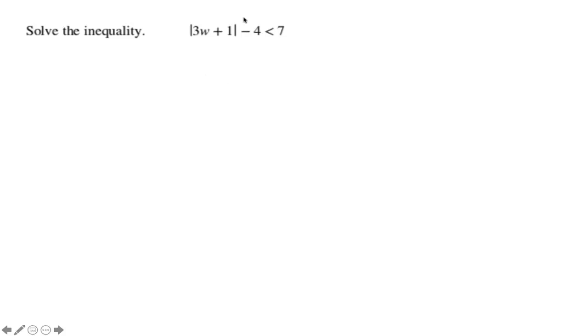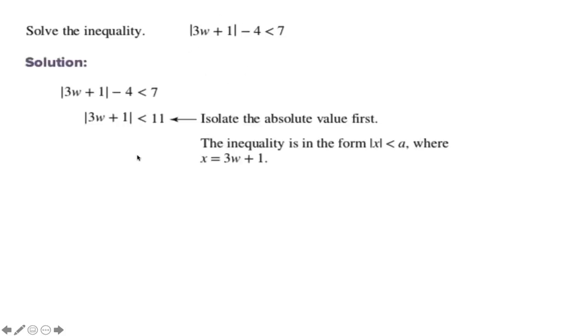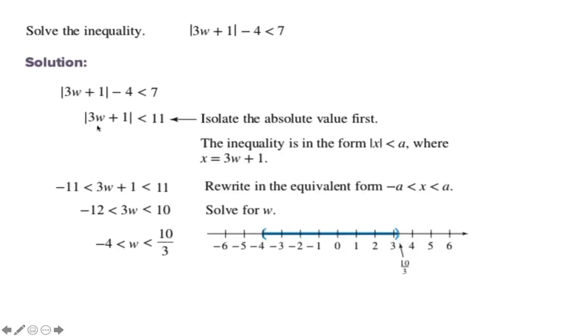So how do we solve this? We always want to isolate the absolute value. So we're going to bring the 4 over to make the 11. So now we have the absolute value inequality. We can use those cases we saw earlier of this form, absolute value of x is less than a. So that means that 3w plus 1 has to be bigger than negative 11 and less than 11. So if I solve for w, then I get w is bigger than negative 4 and less than 10 over 3. So that means we have this interval.